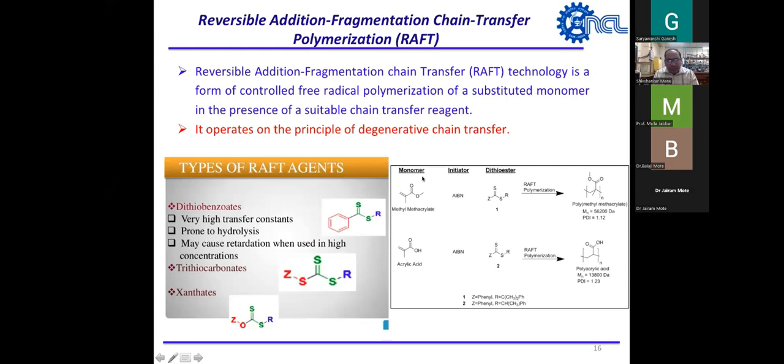So particular examples I will show here are methacrylate or acrylic acids. So most of the acrylates are used as sheet materials, using AIBN as a radical initiator and thioesters as a typical RAFT agent to make these polymers, polymethyl methacrylate and polyacrylic acids.